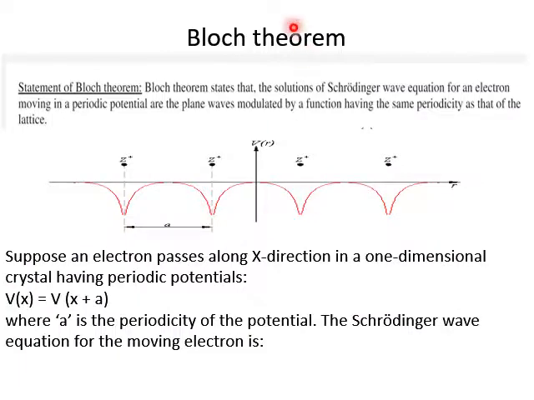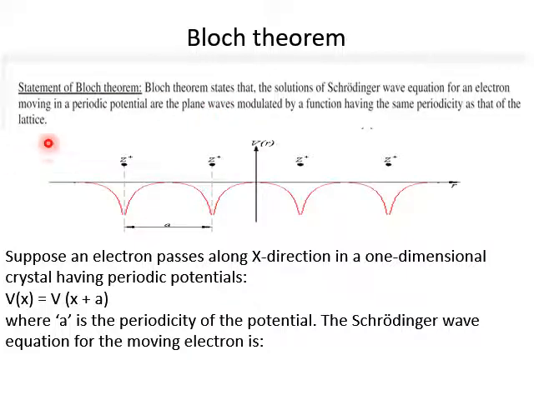Bloch theorem कहाँ पर है, किसके लिए proof है, किसके लिए दी गई है, इसको पहले discuss कर लेते हैं. So as we know that this is the statement of Bloch theorem. Bloch theorem states that the solution of Schrodinger wave equation for an electron moving in a periodic potential are the plane waves modulated by the function having the same periodicity as that of the lattice.